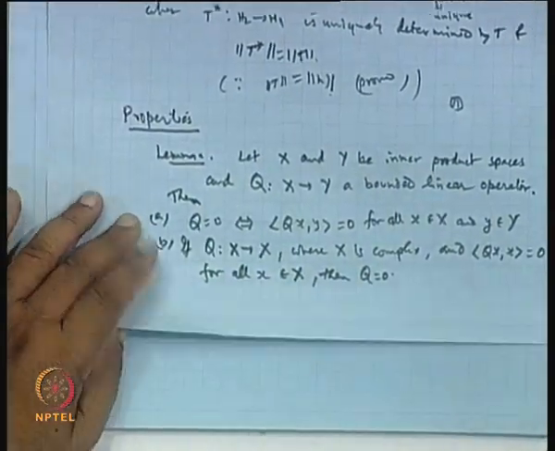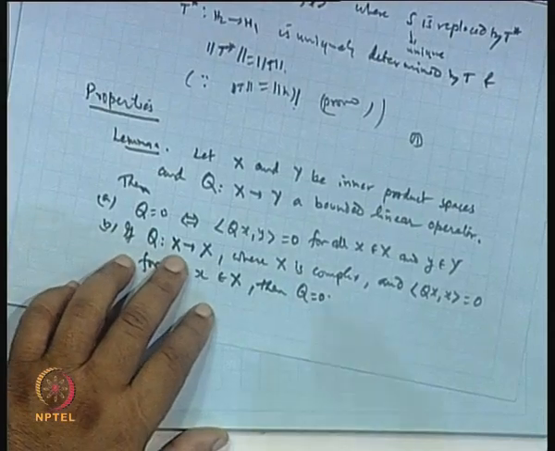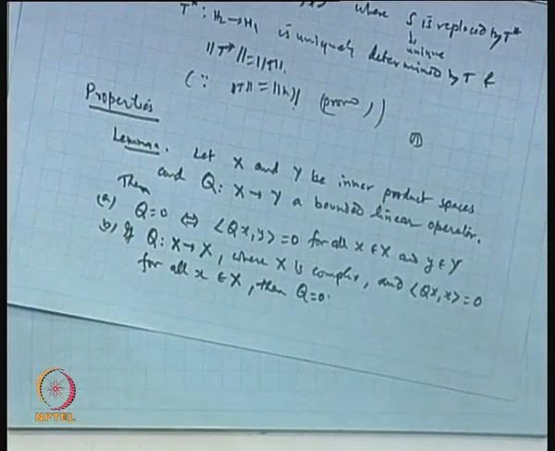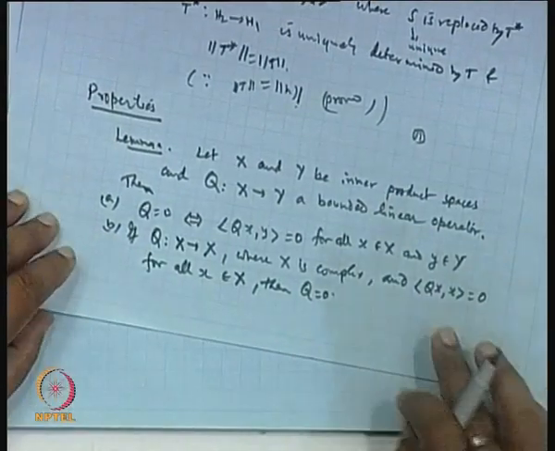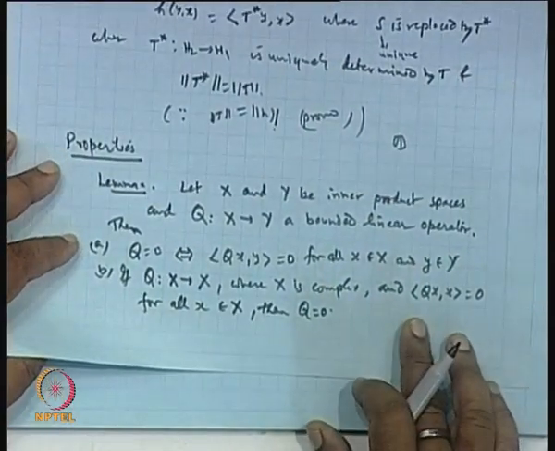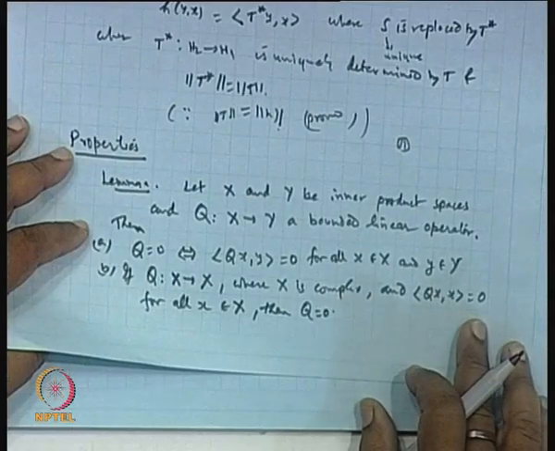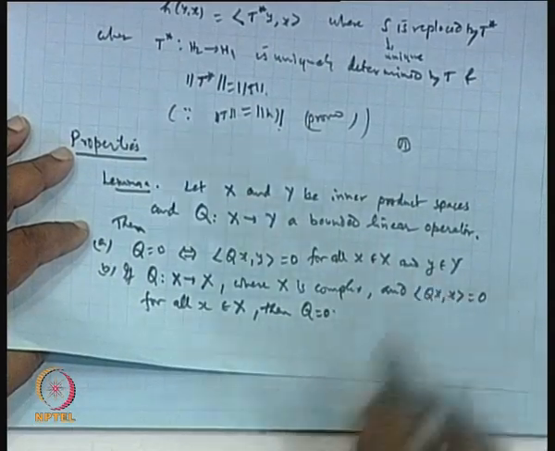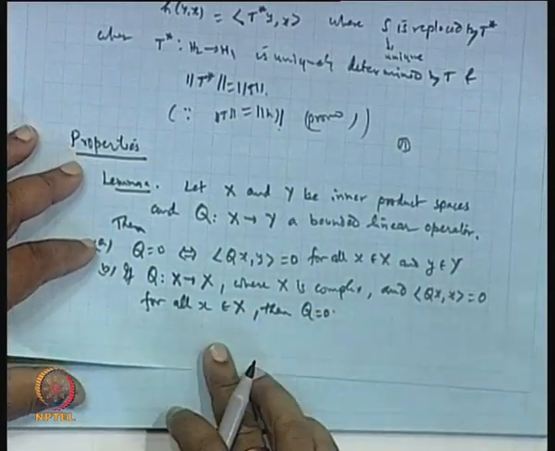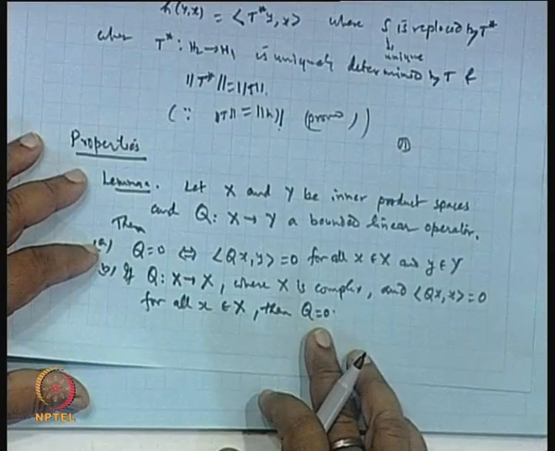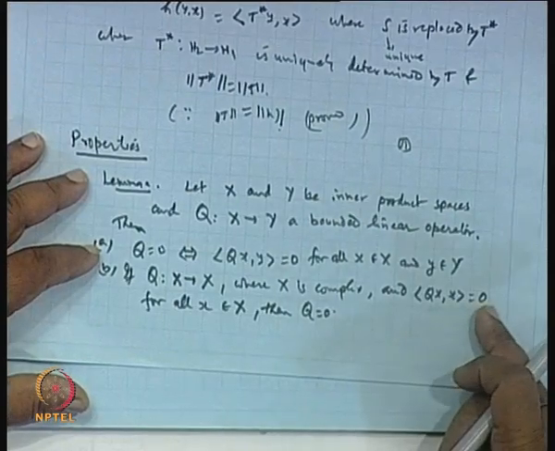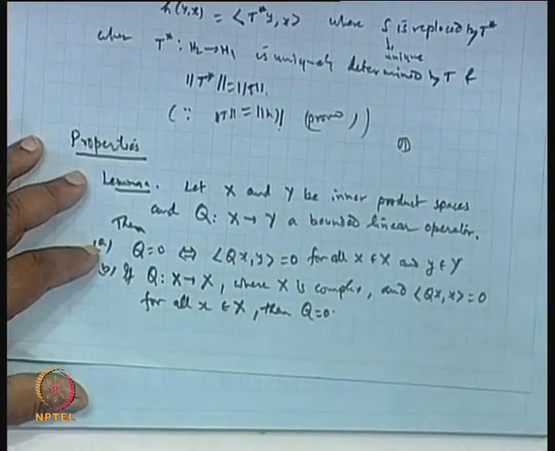The second part says, if Q is an operator from X to X itself, and X is a complex inner product space, then <Qx, x> = 0 will imply Q must be 0. That is, the inner product of Qx and x is 0 only when Q has to be 0, if X is complex. If X is not complex, then this condition may fail. If capital X is a real space, then <Qx, x> = 0 need not imply Q equal to 0.